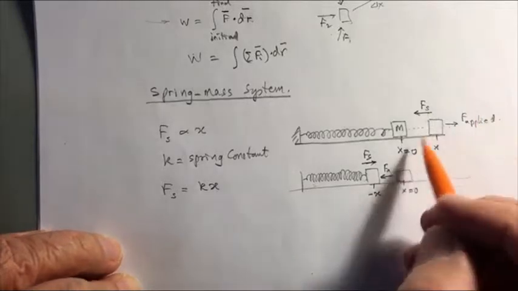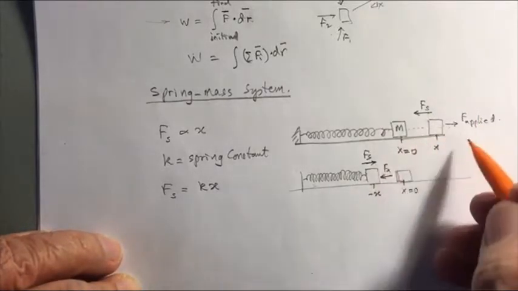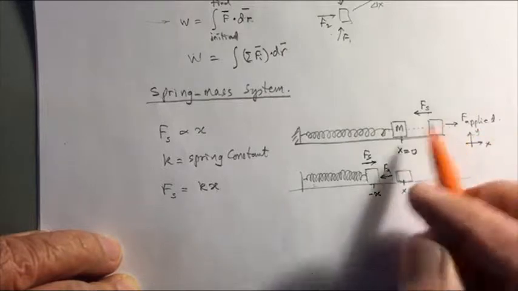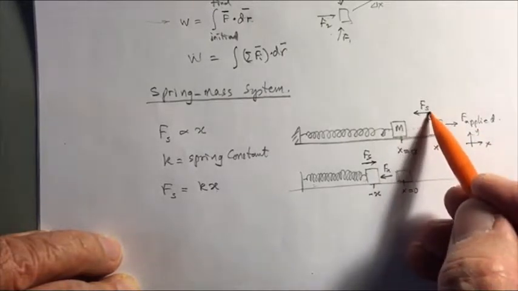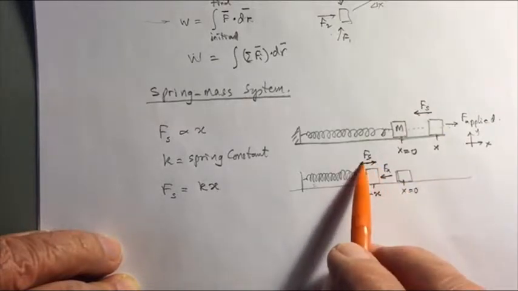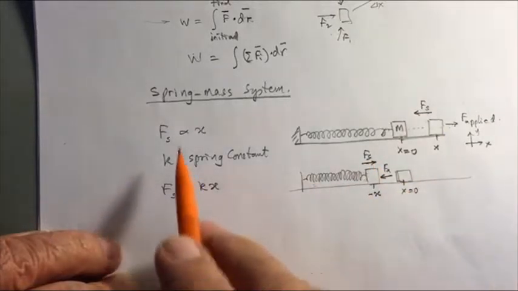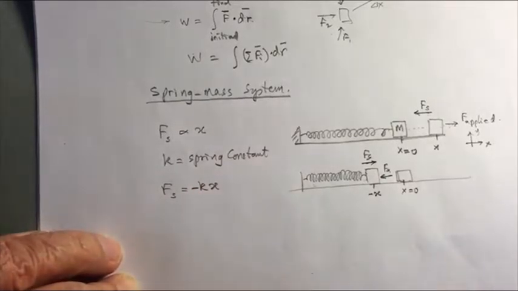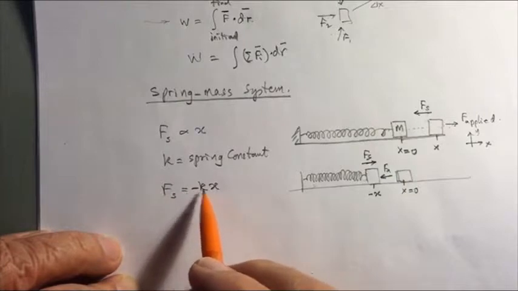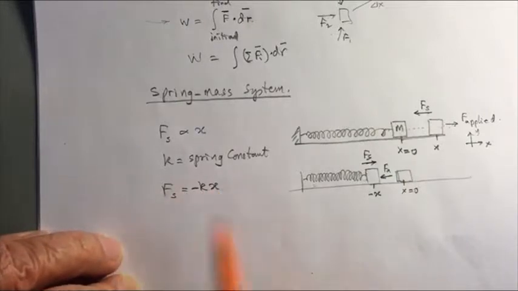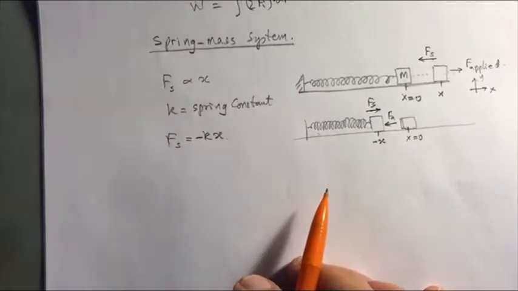Now one more thing, when x is positive, if we take this as the positive x, so if x is positive, the restoring force is to the left, and when x is negative, the restoring force is to the right. So to fix that, we need to put a negative sign over here. So the restoring force is the negative of kx. When x is positive, restoring force is negative, and vice versa.